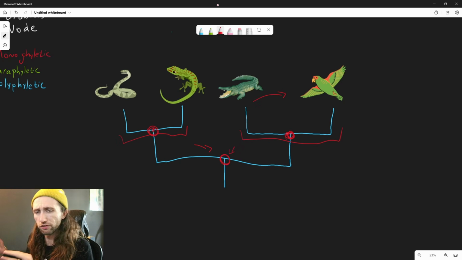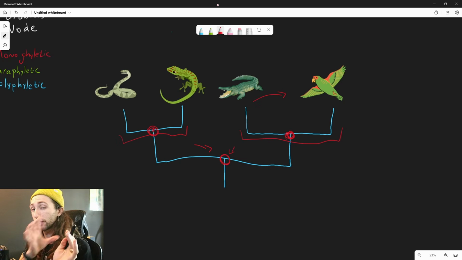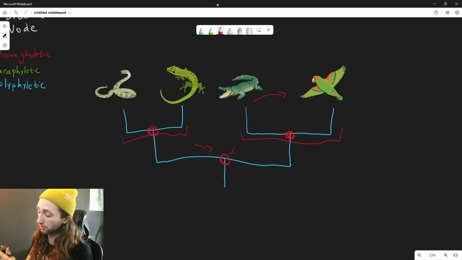Okay, so that's just the basic information I want to share. That snakes are related to lizards, crocodilians are related to birds, and that crocodilians and birds are closely related to snakes and lizards. Those are the three groupings that we are going to work with.